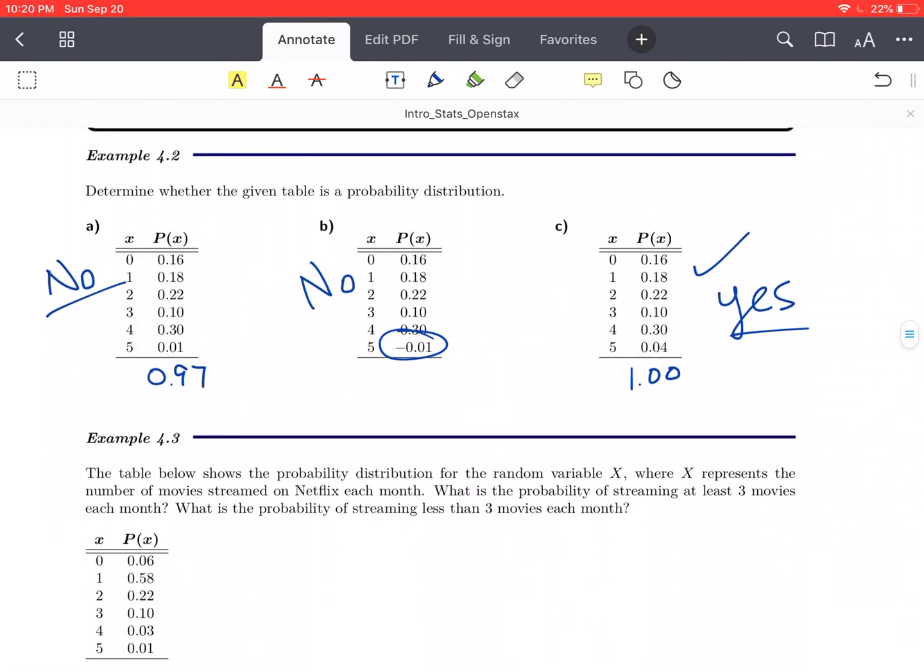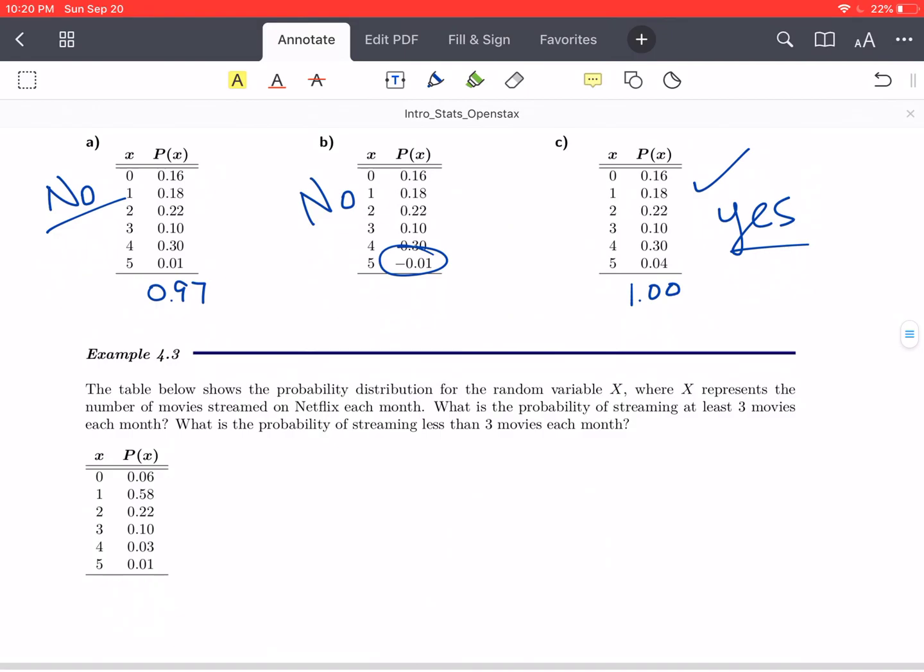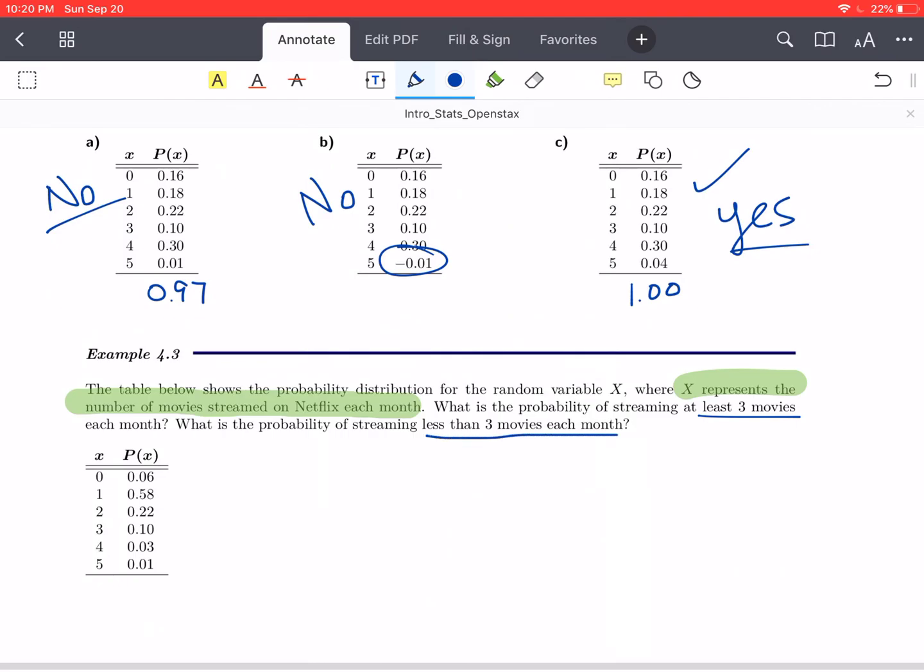Okay, so let's look at an example. The table below shows the probability distribution for the random variable x, where x represents the number of movies streamed on Netflix each month. What is the probability of streaming at least 3 movies each month? What is the probability of streaming less than 3 movies each month?